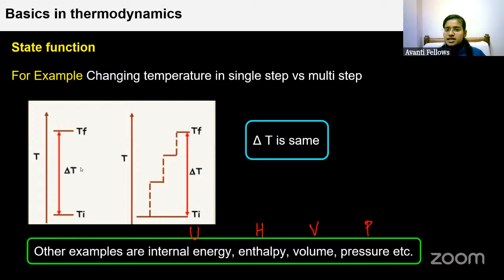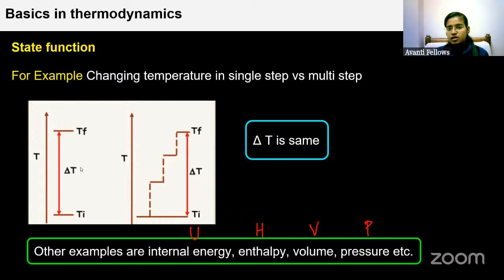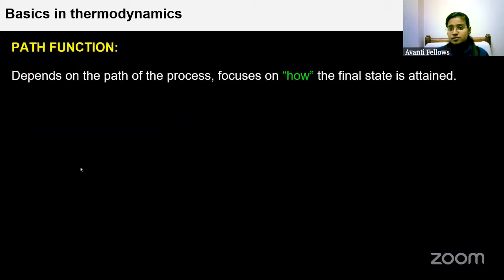Shall I go for the next type, students? The second type of function? Yeah. The second type is path function. So what is meant by path function? The function which depends on the path focuses on how the final state is attained. How we are going from point 1 to 2. So if the entire path is considered, then it is called a path function.